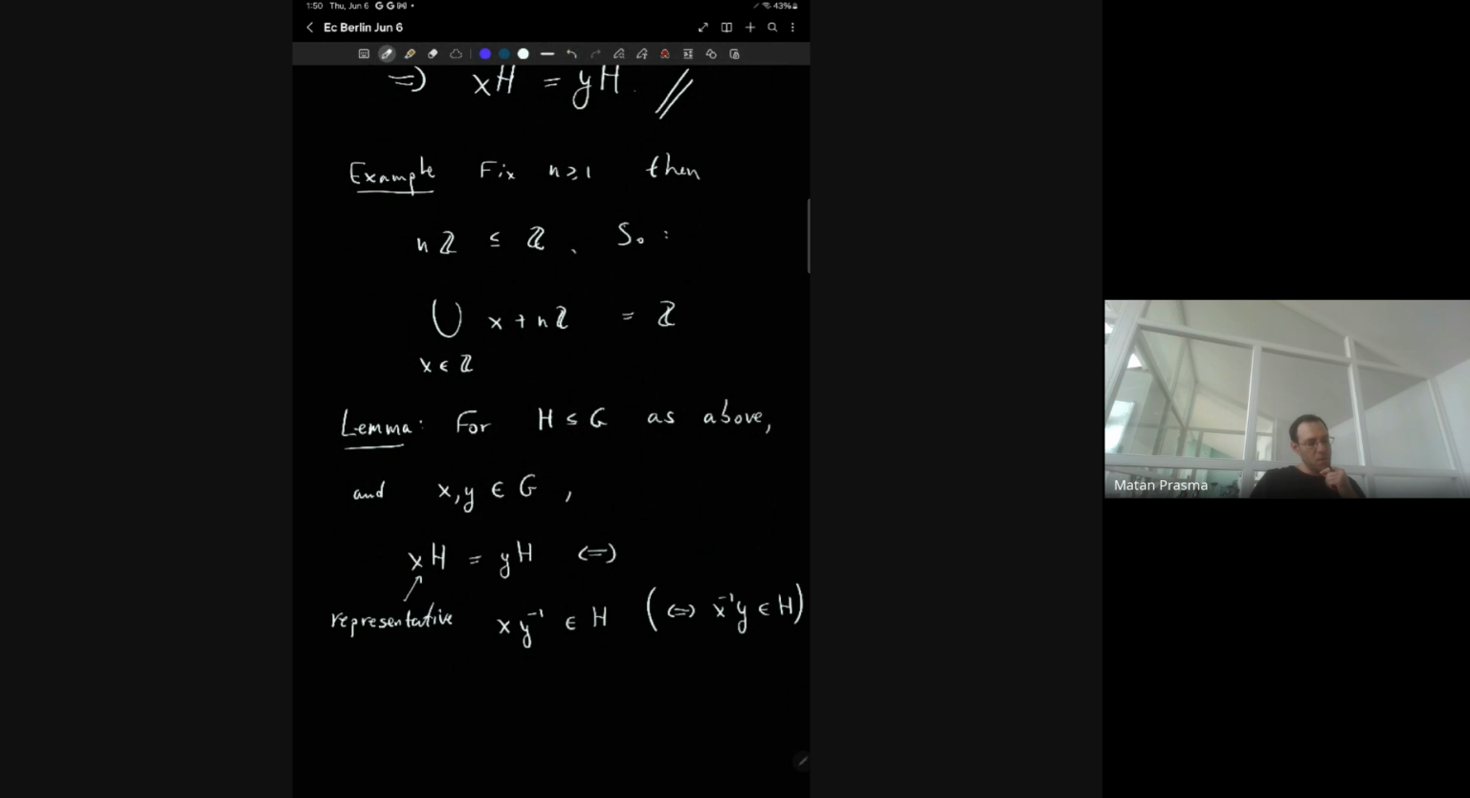If, when you multiply the two representatives, where for one representative you take the inverse, you get an element in H. Okay, so how to prove this? Suppose... remember, we have an if and only if. So one direction is: if xH is equal to yH, then I want to prove that xy^-1 is in H. So I assume the two cosets are equal.